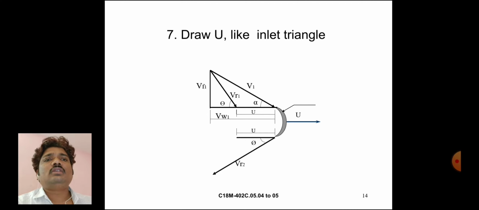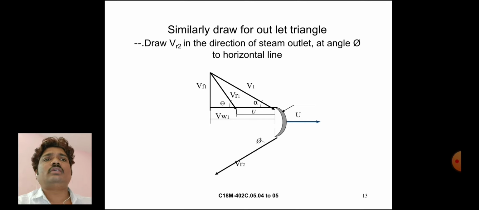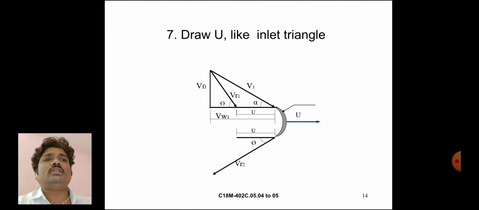Seventh one is draw the inlet triangle. This is the inlet triangle. In this, therefore, is the outlet triangle. This is the inlet triangle.